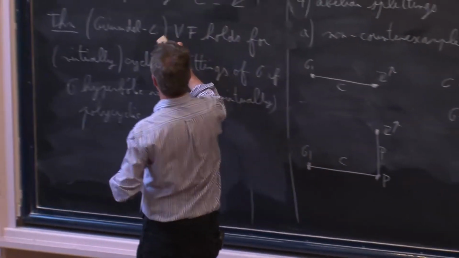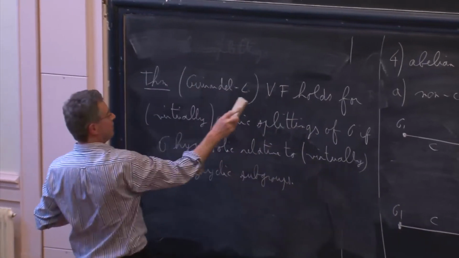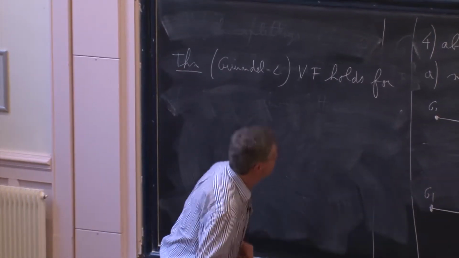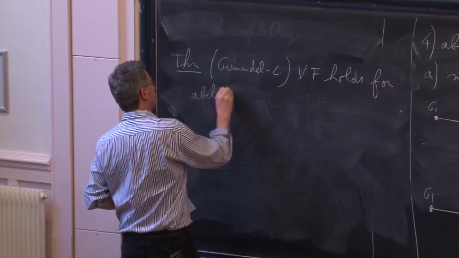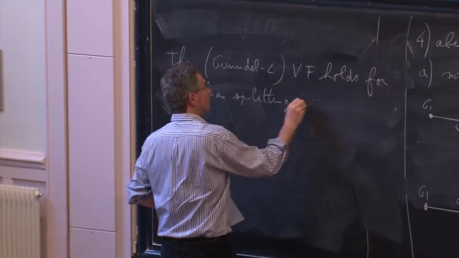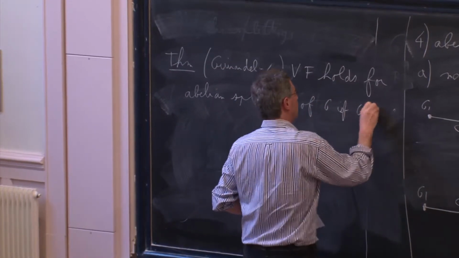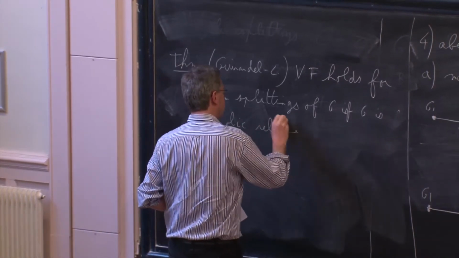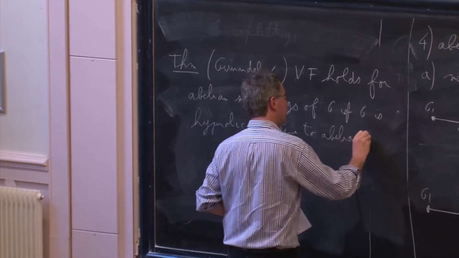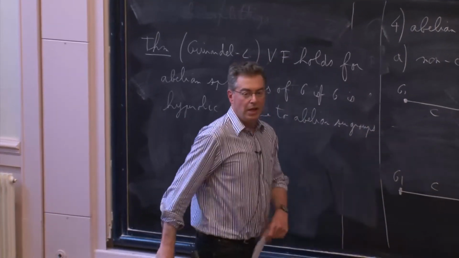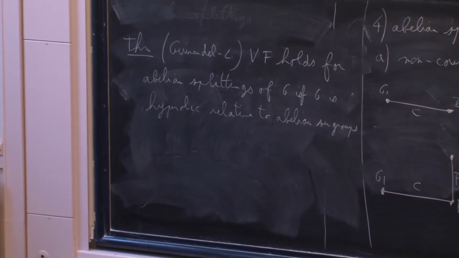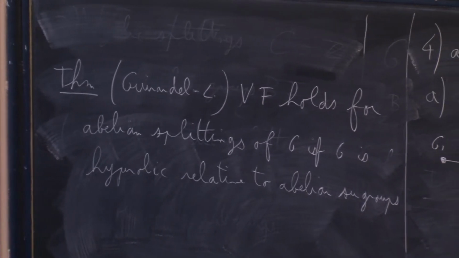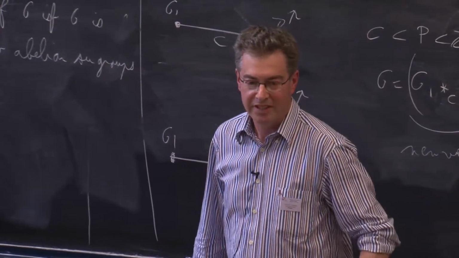So the theorem, which is also with Vincent, and that's easy, I don't have to erase everything. So VF holds for abelian splittings of G if G is hyperbolic relative to abelian subgroups. And here, I couldn't have parabolic subgroups being nilpotent, but abelians are fine. So this applies, for instance, to limit groups or groups acting freely on R-trees. And my time is up, so thank you for your attention.